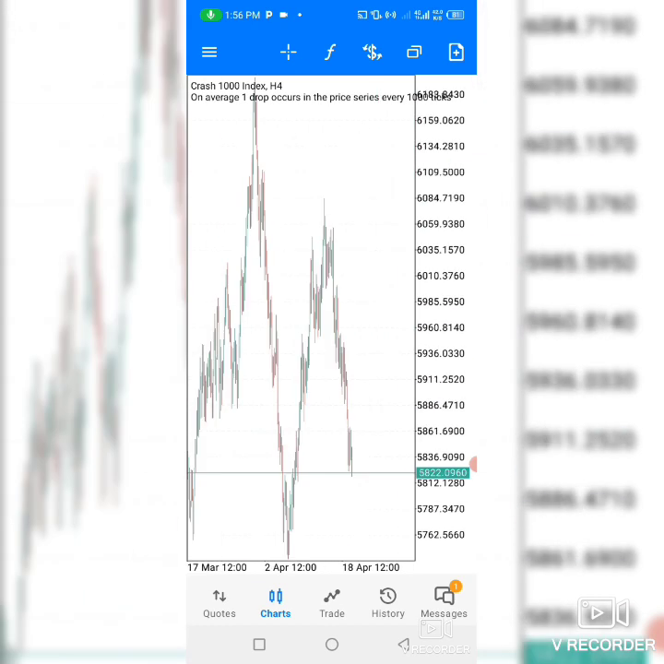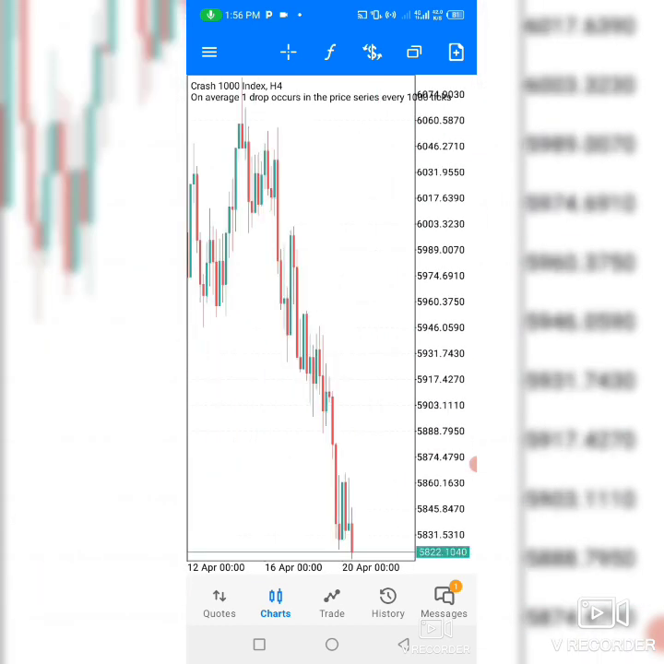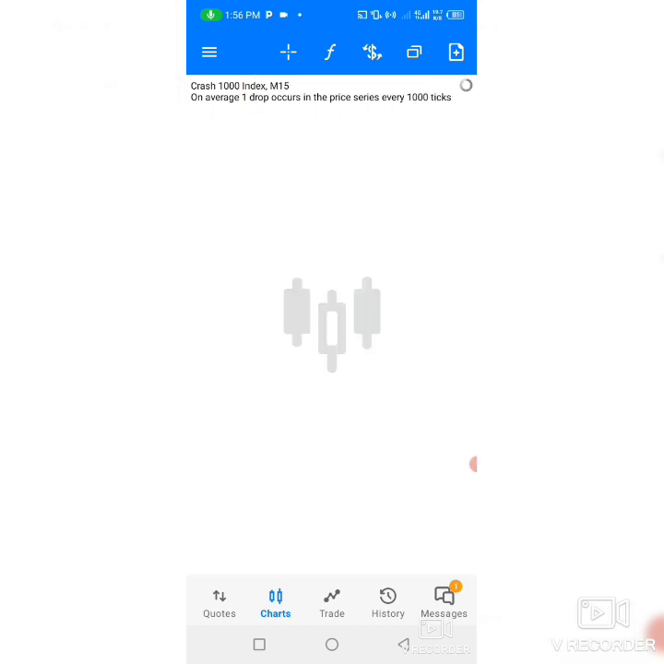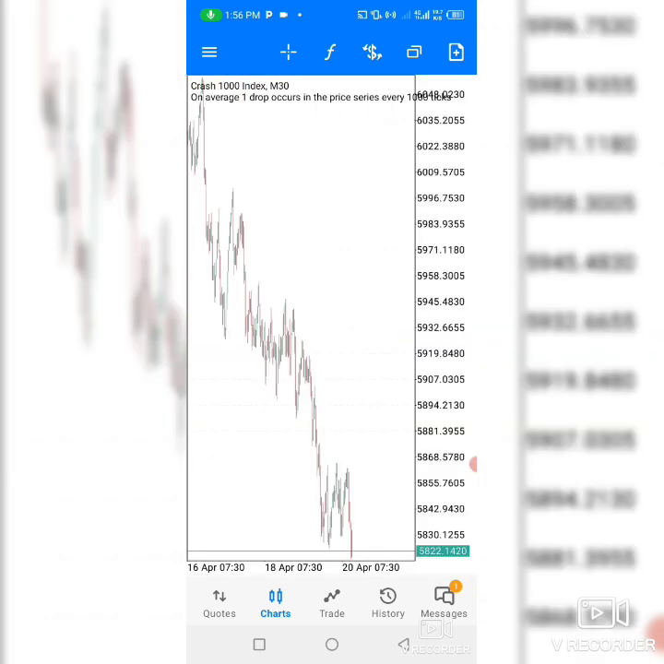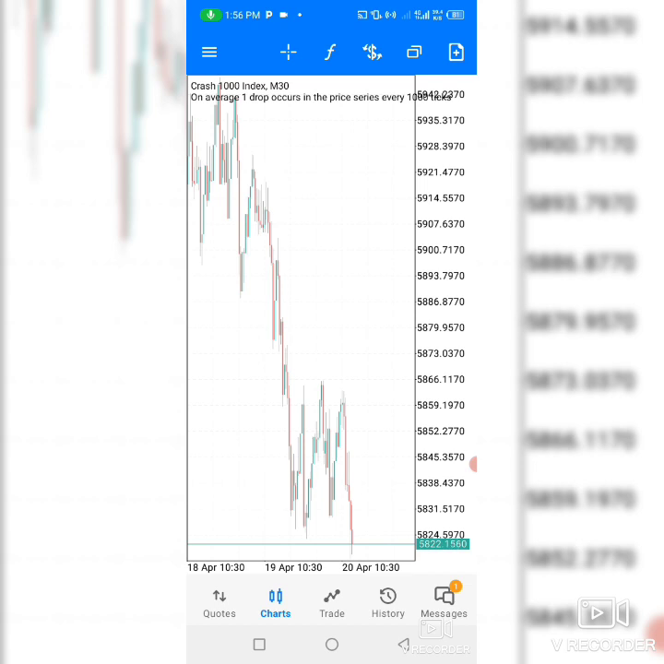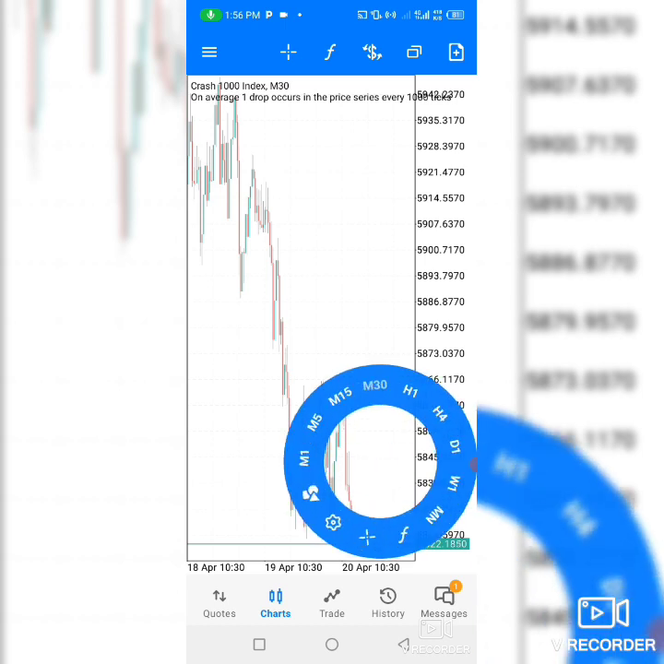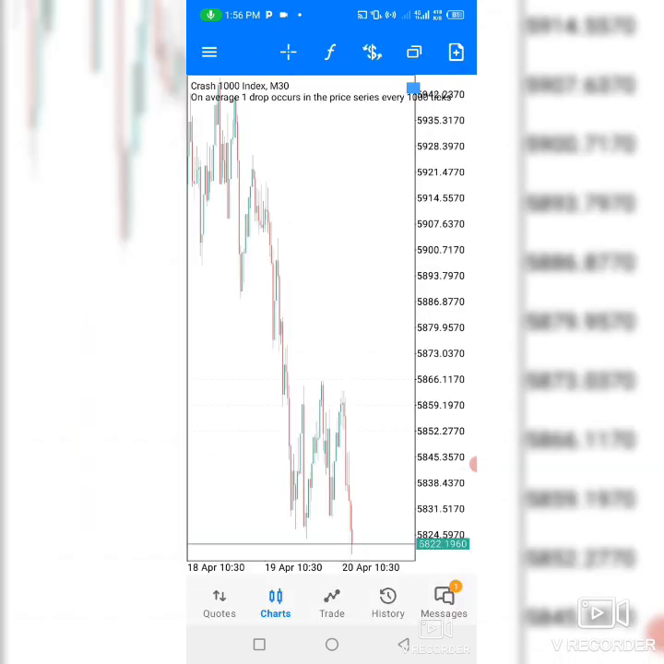So take for instance, this is H1. The Crash 1000 is making lower lows, the H4 is making lower lows, breaking levels. Now, can we get a signal in the M30 time frame right now? Is it possible to get a signal? For me, if I'm to sell here, it's not making sense. Even though it does happen, it's not a good entry.